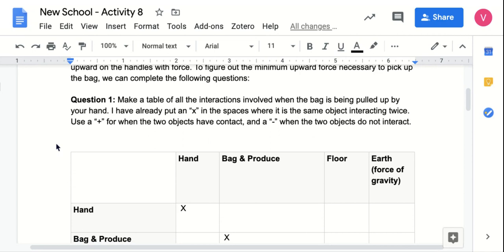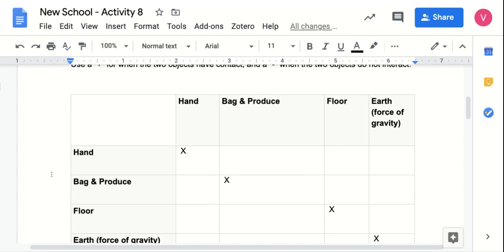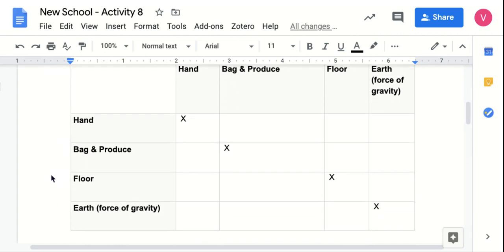So what you're going to do is make a contact force table once again for question 1. It says, make a table of all the interactions involved when the bag is being pulled up by your hand. I've already put an X in the spaces where it's the same object interacting twice. Use a plus sign for when the two objects have contact. Use a negative sign when the two objects do not interact. Once again, Earth is representing the force of gravity.